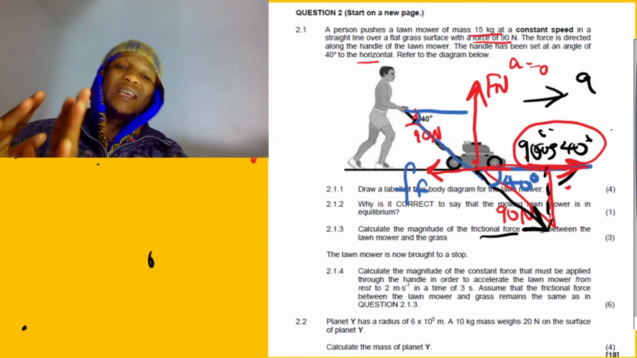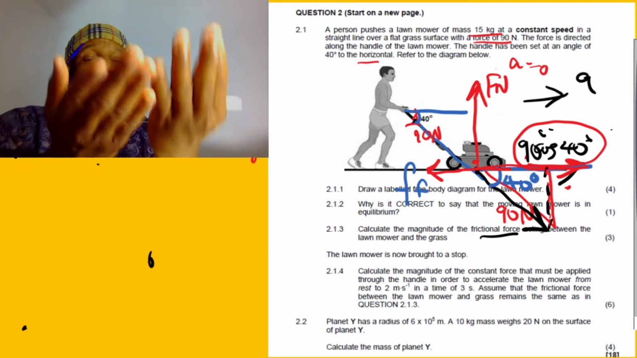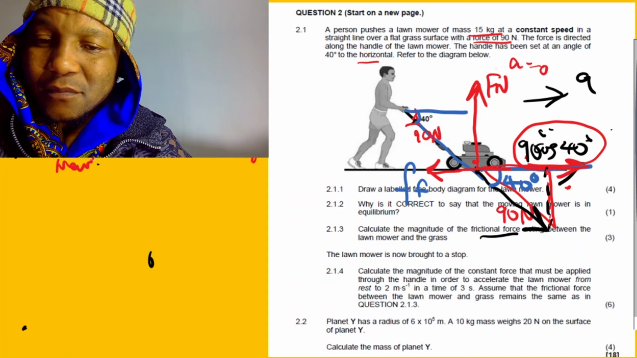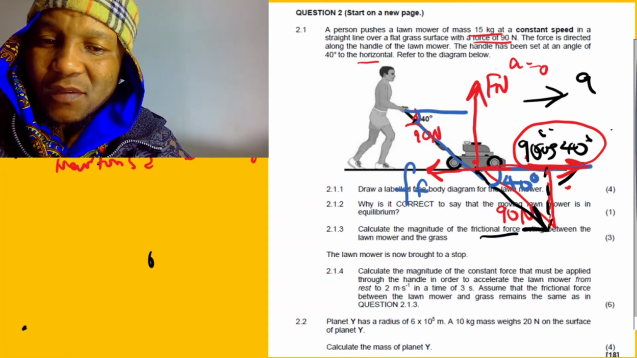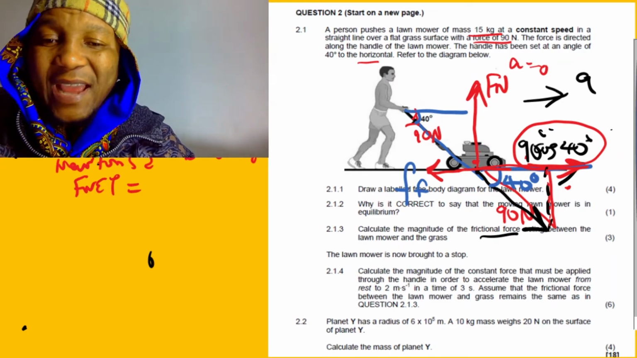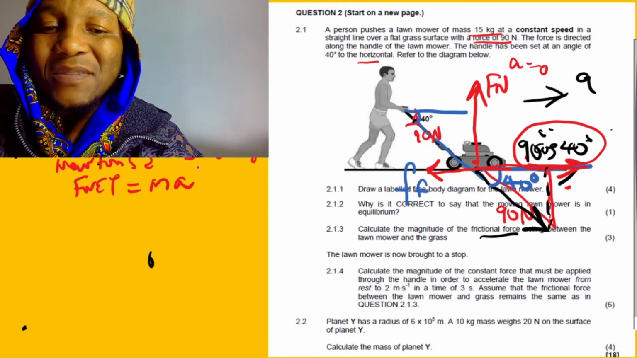Because that's the one which is to there. That's why I have to resolve the vector. I'm going to say from Newton's second law of motion, Newton's second law says F net, or resultant force, equals mass times acceleration.